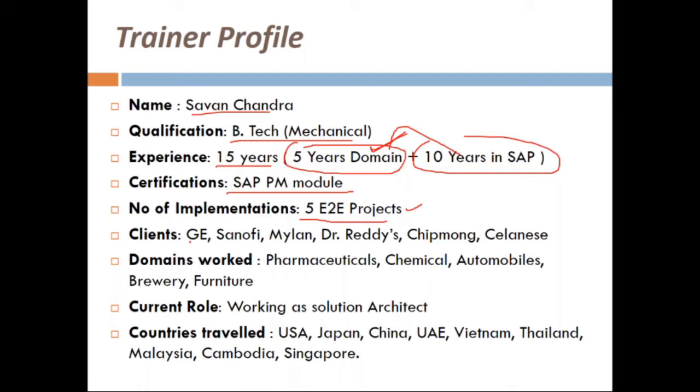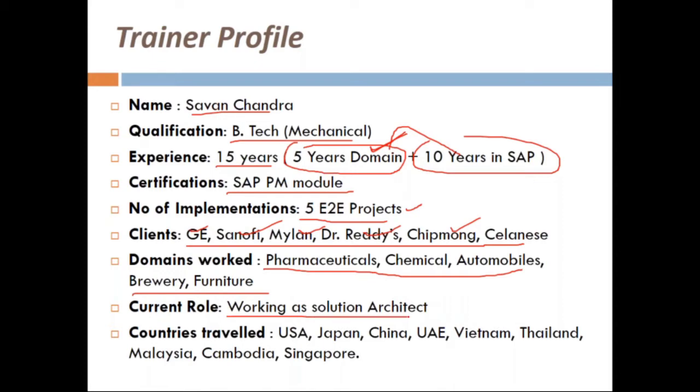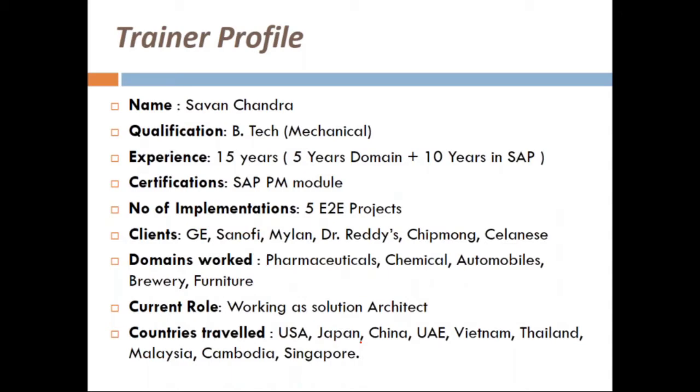Okay, and these are the clients for which I implemented SAP. Fortune 500 organizations. So these are the ones: General Electric, Sanofi, Milan Laboratories, Dr. Reddy's, some of the top-notch organizations. And these are the types of industries for which I implemented the SAP Plant Maintenance module. Okay. Currently, I'm working as a solution architect in one of the leading IT organizations. And these are the countries I traveled to as part of my SAP journey. Okay. So this is my introduction.